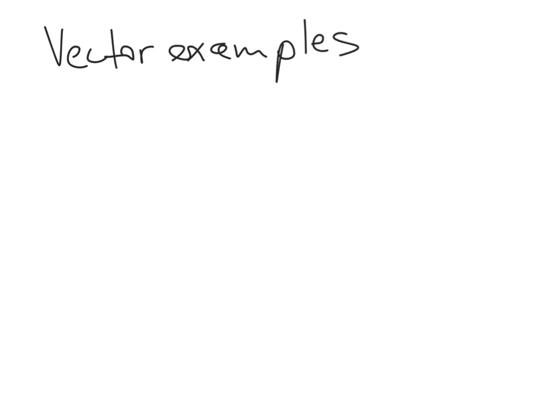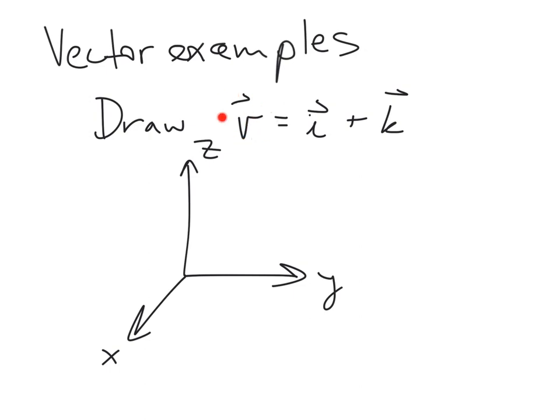Now we'll look at some vector examples. We'll start with drawing the vector v is equal to i plus k. We can think of v as the sum of two vectors, the vector i, and i says move 1 unit in the x direction, plus the vector k, and k says move 1 unit in the z direction, and so the vector v is the sum of those, so we're moving this way.